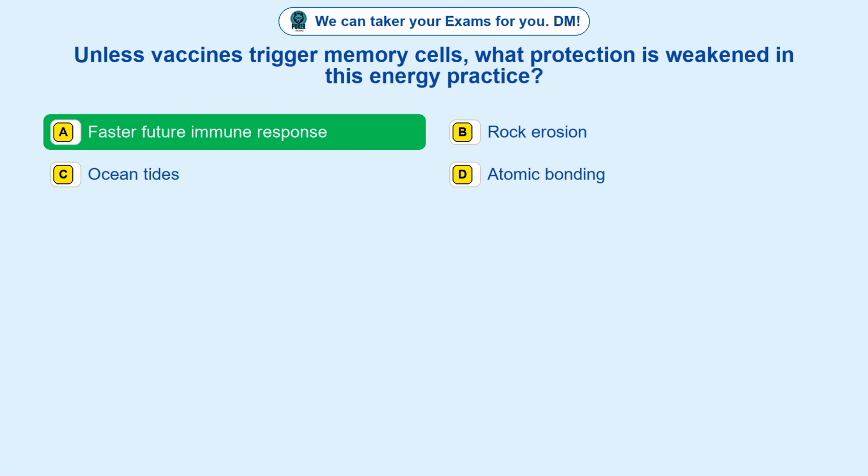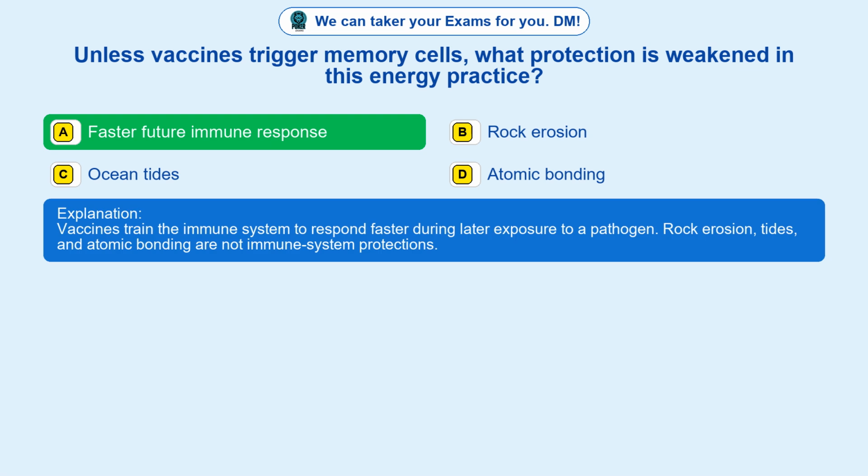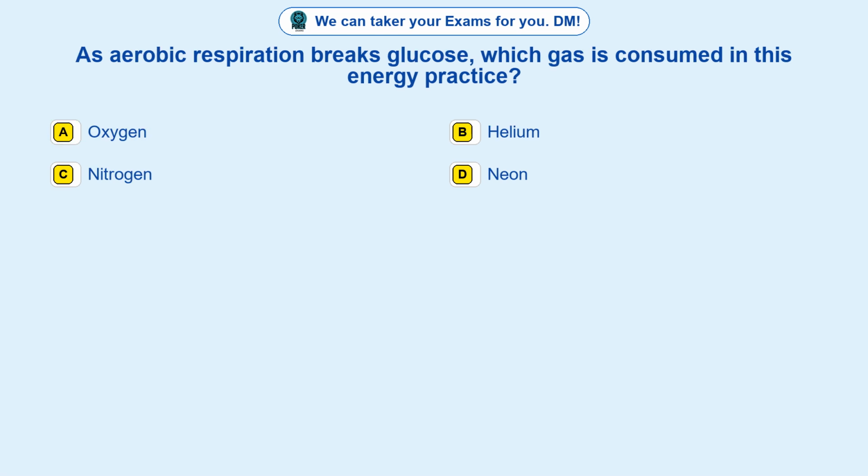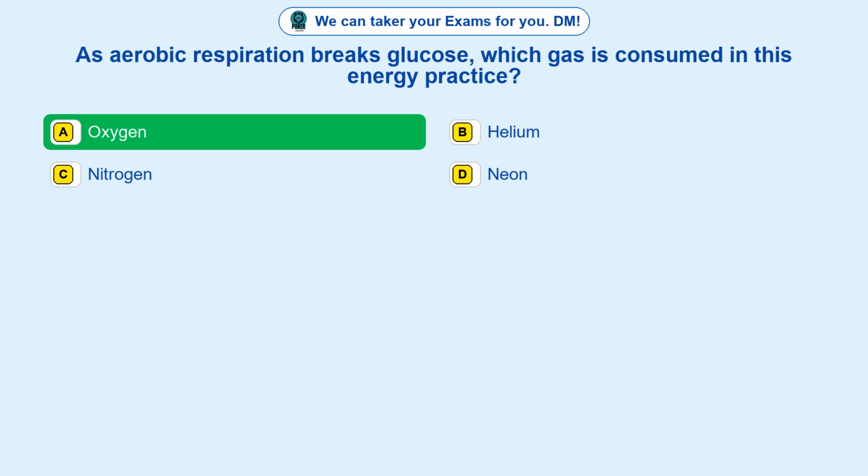Faster future immune response. Vaccines train the immune system to respond faster during later exposure to a pathogen. Rock erosion, tides, and atomic bonding are not immune system protections. Question 23. As aerobic respiration breaks glucose, which gas is consumed in this energy practice? Option A, oxygen. Option B, helium. Option C, nitrogen. Option D, neon. The correct answer is option A.